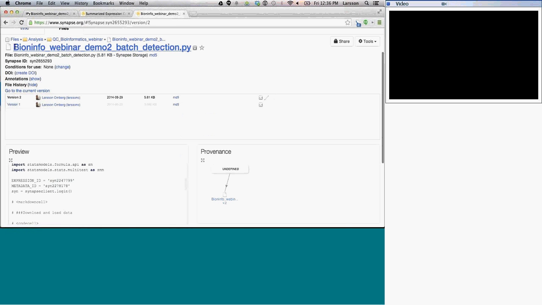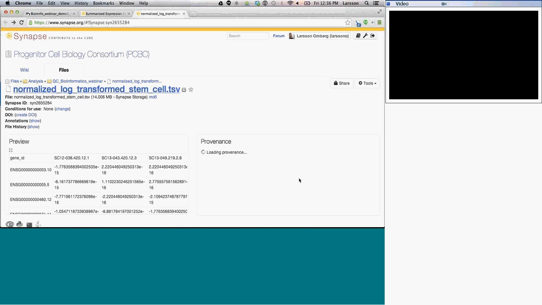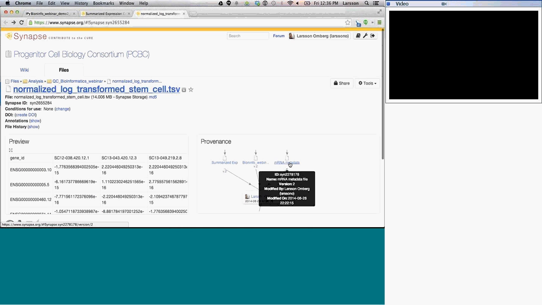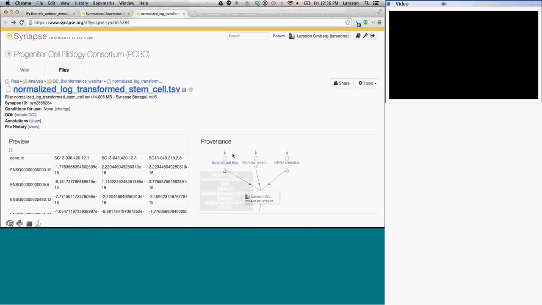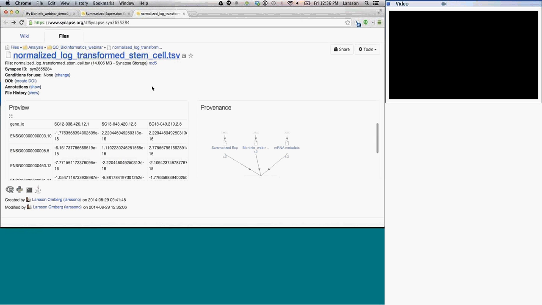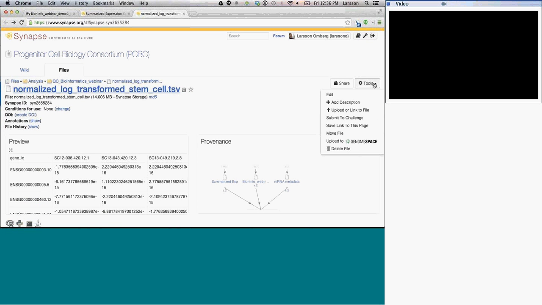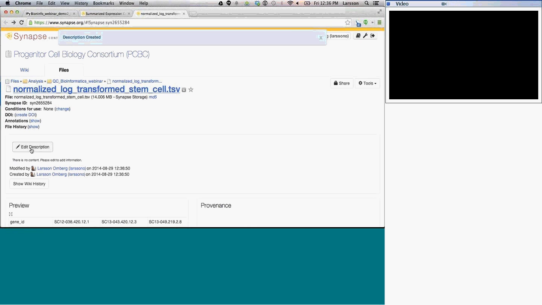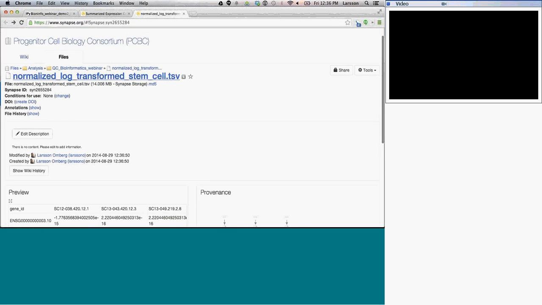So there's code that we ran. If I go back, we can see that I used the original metadata as input, and I used the summarized expression call as input. It's also worth noting that I can add more descriptions if I want. I can add a wiki page to this and add a description, and now I can add free text to describe what I did as well. So if you're using this to share with collaborators, it could be helpful for them.